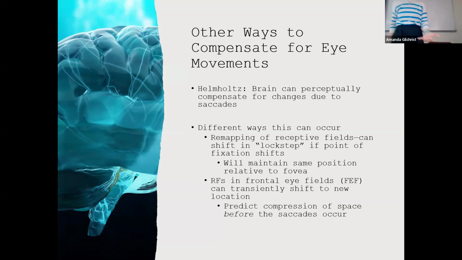Additionally, another suggestion that has been made is that the receptive fields in our frontal eye fields can very briefly shift to a new location in advance of the eye movement. So if I know that I'm going to make an eye movement this way, my receptive fields through my frontal eye fields can move that way in advance and predict the compression of space and where the receptive field should be before the saccade actually occurs.